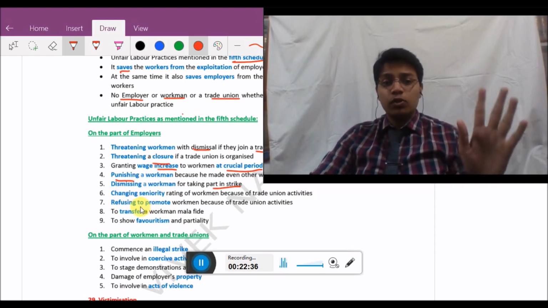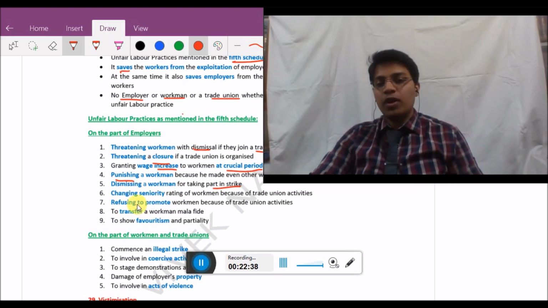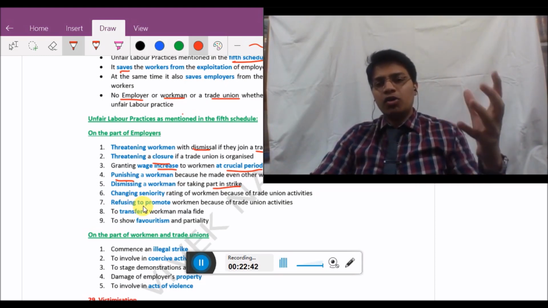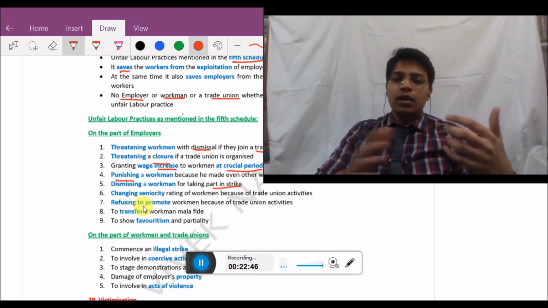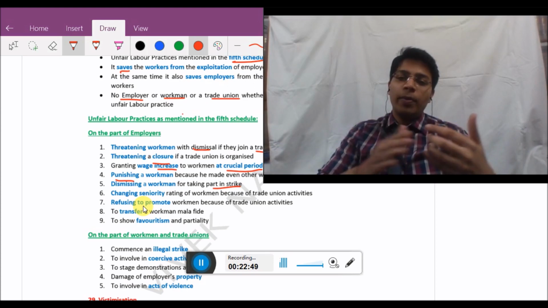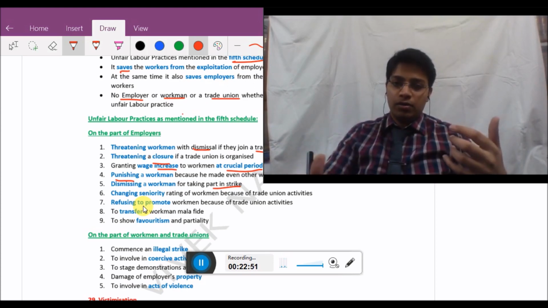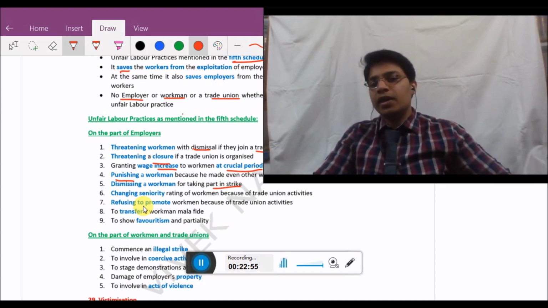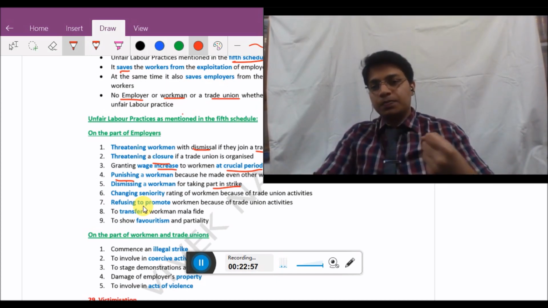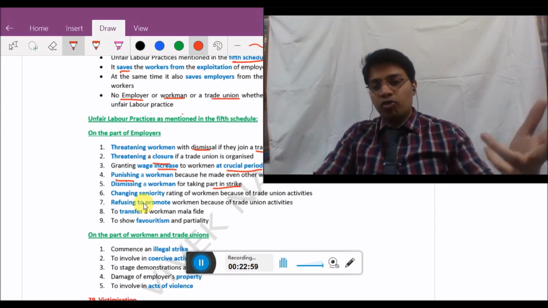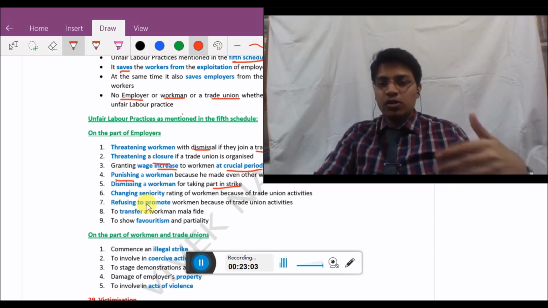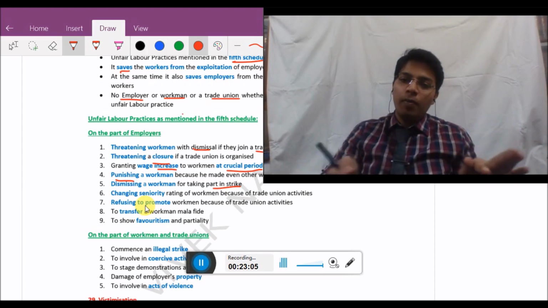Or refusing to promote workmen because of the trade union activities. Basically, the participation of the workmen in the trade union should not have any impact on the relation or employment between the employee and the employer. Just because he is actively participating in trade union activities, organizing meetings, persuading other workmen to join the trade union, the employer cannot punish this workman, because the activities of the trade union are separate and the employment activities are separate.